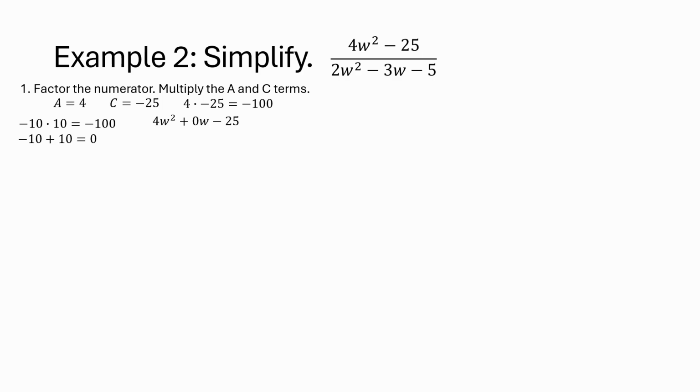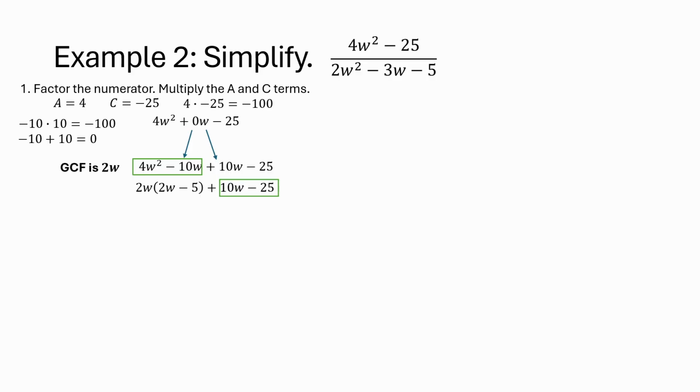Now I'm going to break apart 0w. So I have 4w squared minus 10w plus 10w minus 25. I'm going to do factor by grouping. I'm going to group those first two terms together, 4w squared minus 10w. I'm going to find the GCF. The GCF is 2w between those two terms. I'm going to factor out the GCF. It's 2w times the quantity 2w minus 5, plus 10w minus 25.